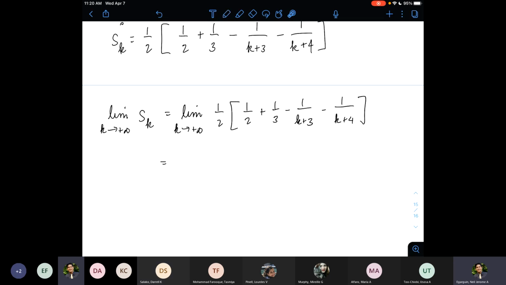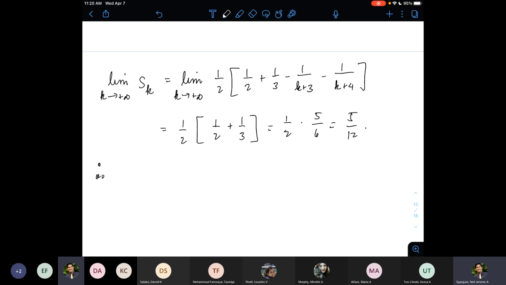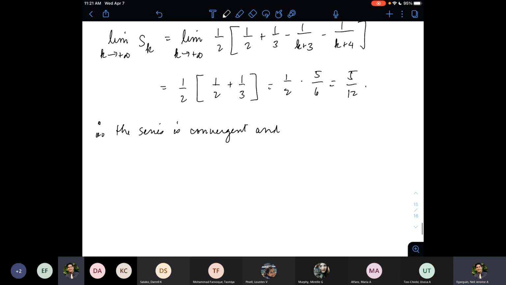But as k approaches infinity, this guy goes to 0. This guy will also go to 0. So we'll be left with 1/2 times 1/2 plus 1/3. And so this is 1/2 times what? 5 over 6. And Marl is right. It's going to be 5 over 12. Okay? So the sequence of partial sums converges to 5 over 12. So that means the series is convergent, and in particular, it converges to 5/12.